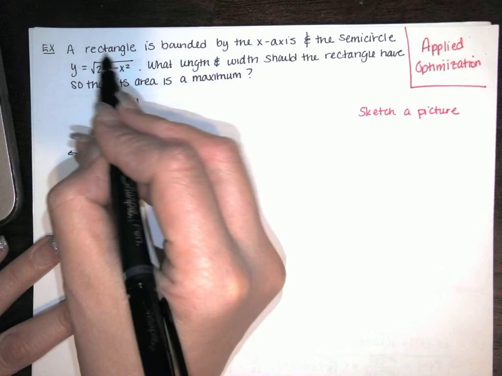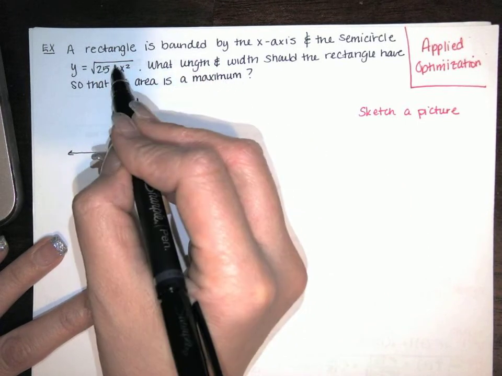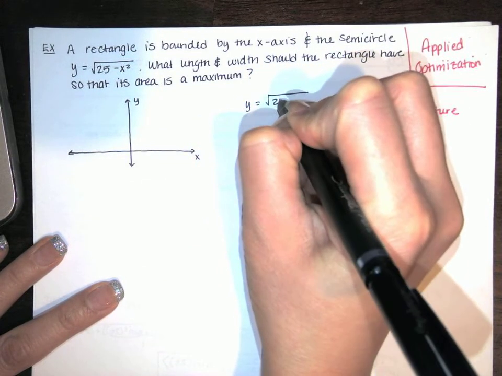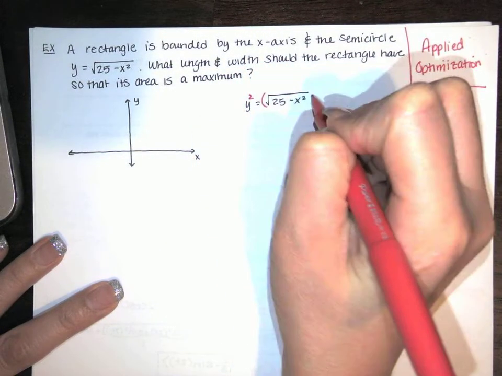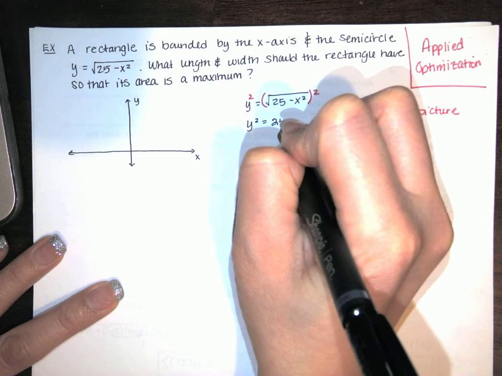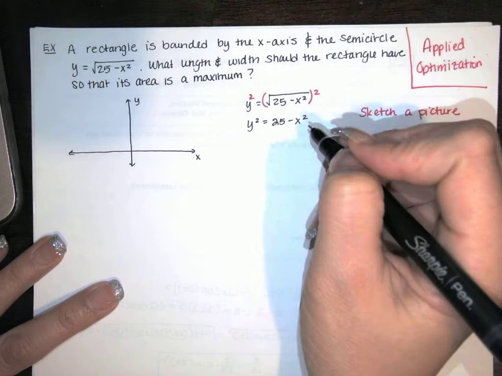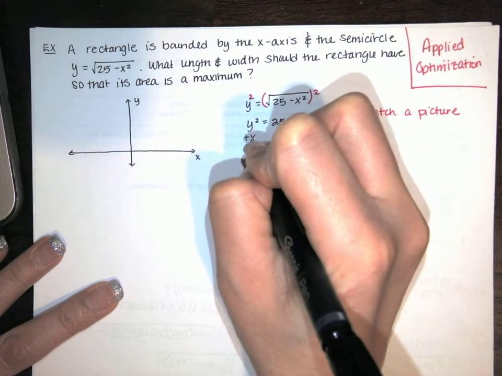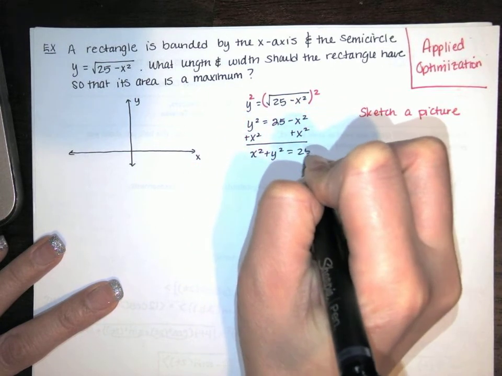Now in order to make it look more like we're used to as far as equations of circles are concerned, I might take this equation and rewrite it in the standard form for the equation of a circle. So to get rid of the square root, I'll square both sides. So I have y squared equals 25 minus x squared. And remember with equations of circles, you're used to having x squared plus y squared on the same side. So we'll add x squared to both sides. And we get x squared plus y squared equals 25.